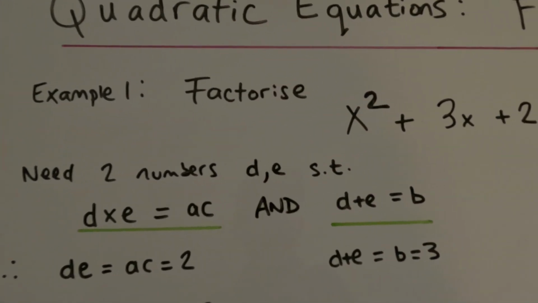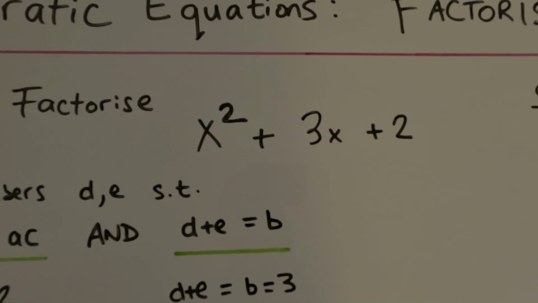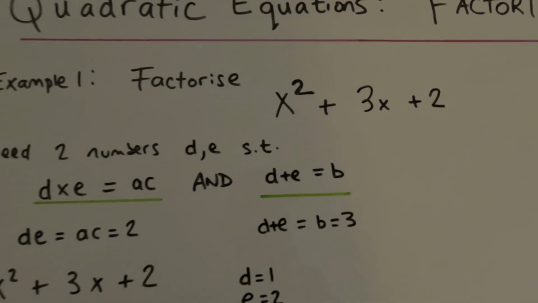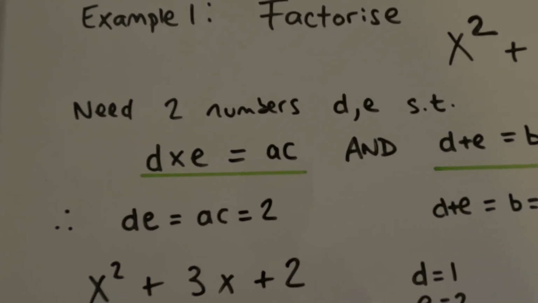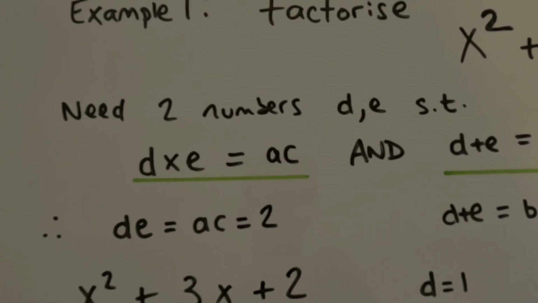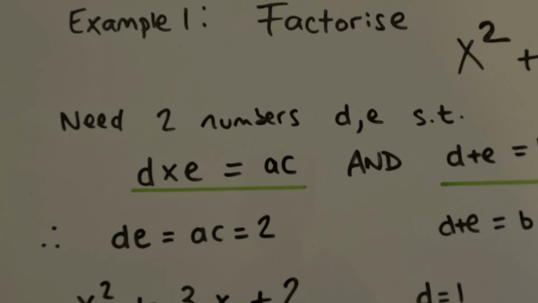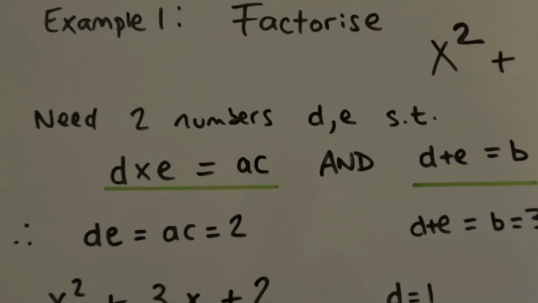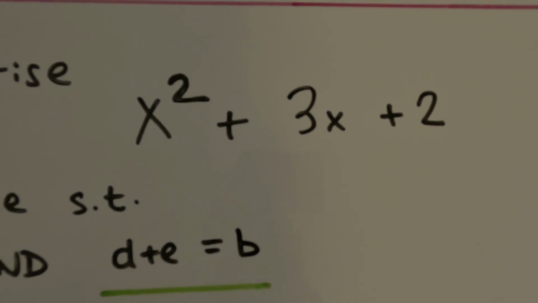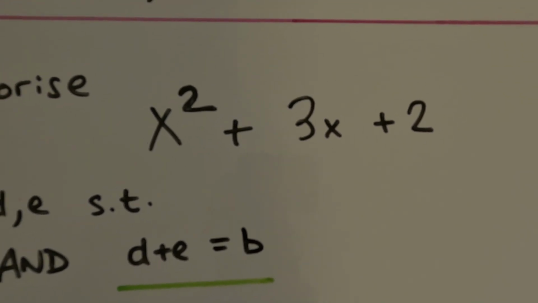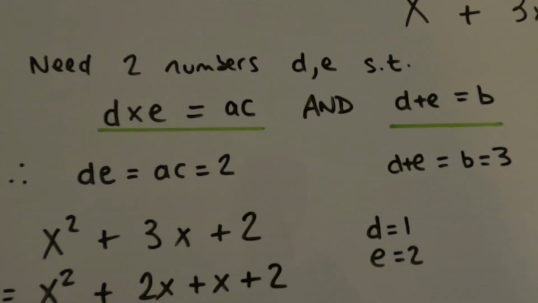Say we want to factorise this quadratic equation here, x squared plus 3x plus 2. So the method, generally speaking, goes like this. We need to find two numbers, let's call them D and E. When we multiply them together, so their product is equal to AC. So it has to be equal to AC in the equation that we're trying to factorise. So in this case, AC is 2.